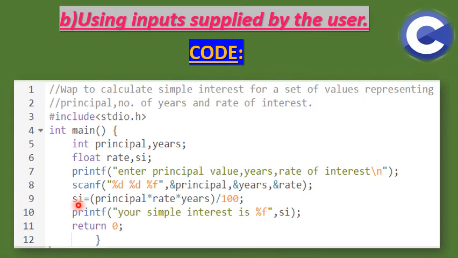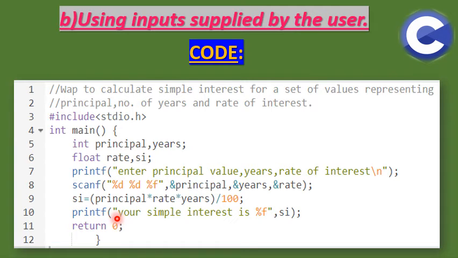So now I'm going to calculate my simple interest. Inside my si variable, I have done the calculation: principal asterisk rate asterisk years, whole divided by 100. This asterisk denotes multiplication in C language. So I have multiplied all of them, and the whole multiplication is now divided by 100. Then semicolon, as usual, your instruction terminator. So now inside your si variable, the simple interest is calculated and stored.